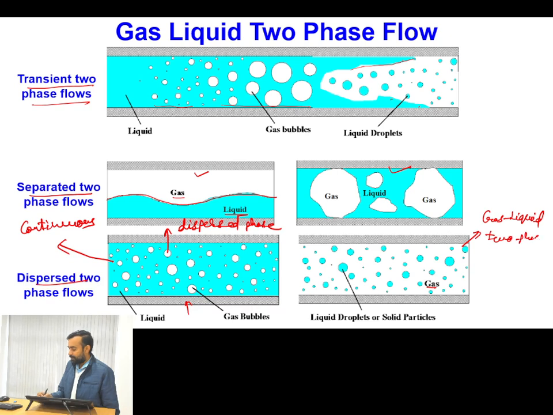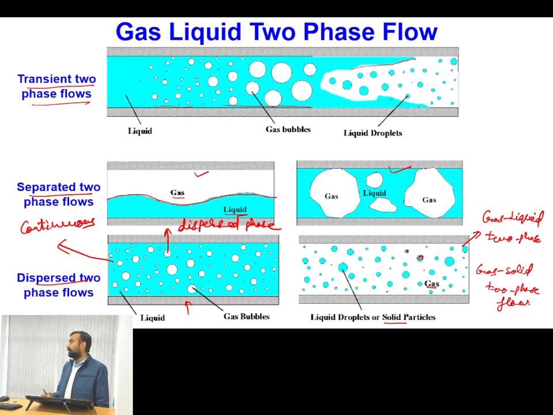Okay, and if I consider that we may have some situations where I am having gas, and within the gas some solid particles are actually suspended. Okay, so these can be even solid particles. So if that situation is there, that all these particles which are dispersed within the gas are actually solid, then we will be calling this as gas solid two-phase flow.